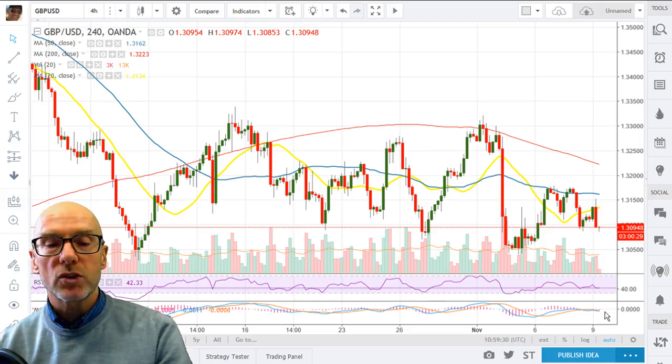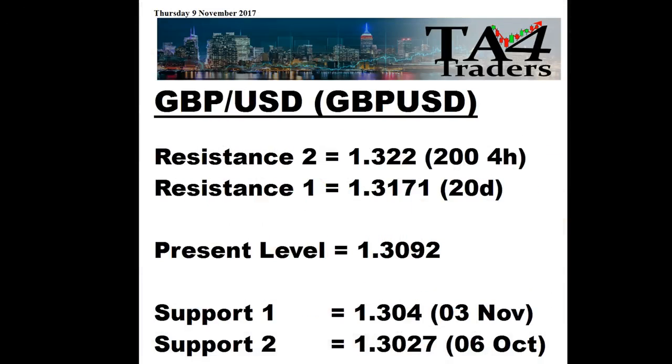So those support and resistance levels. Resistance from that 20-day, as I said, that's moving down now, 131.71, and then the 200 from the 4-hour at 132.20, with that 3rd of November support seen at 130.40, and then the 6th of October 130.27, and they are definitely the key support levels that need to hold if sterling isn't to fall lower.